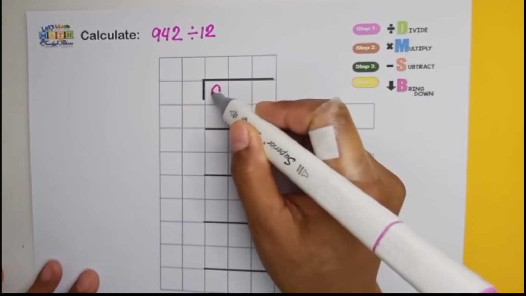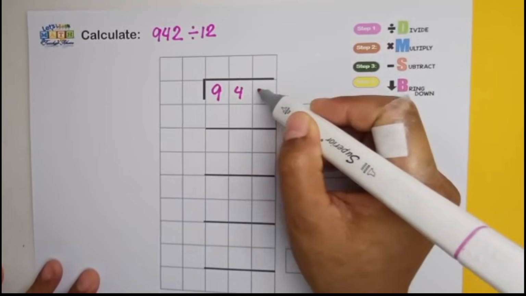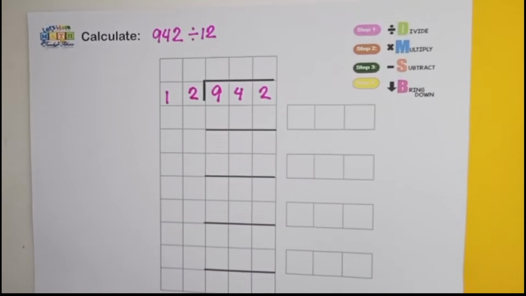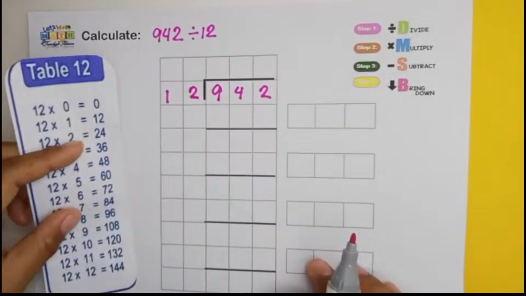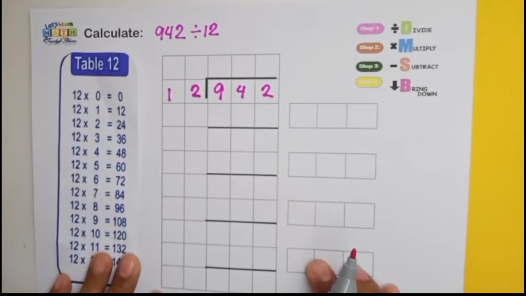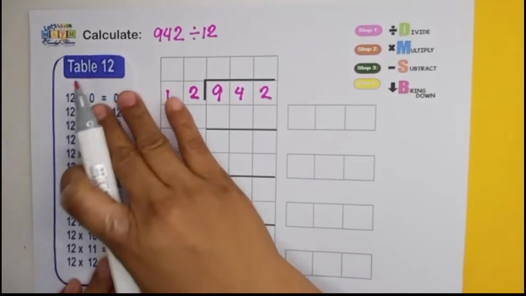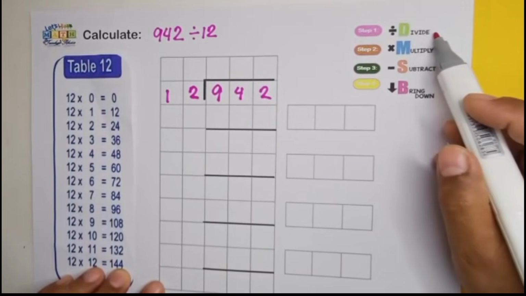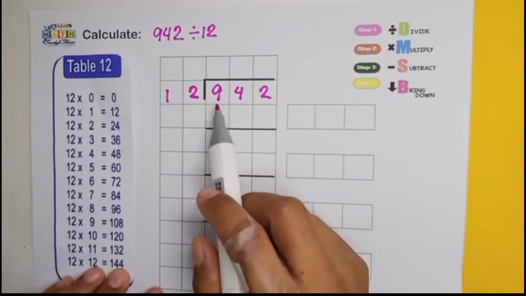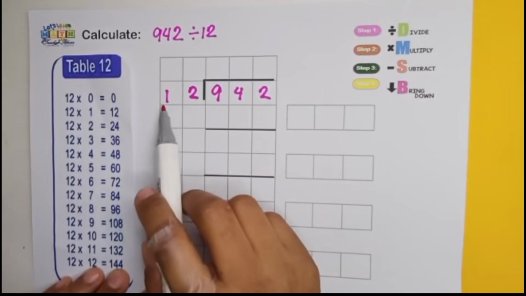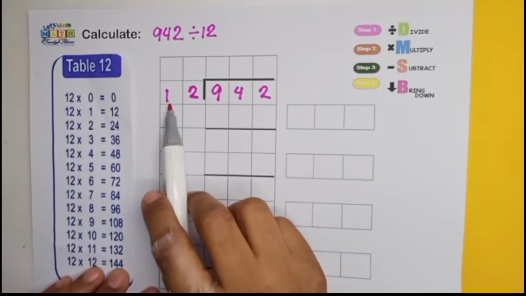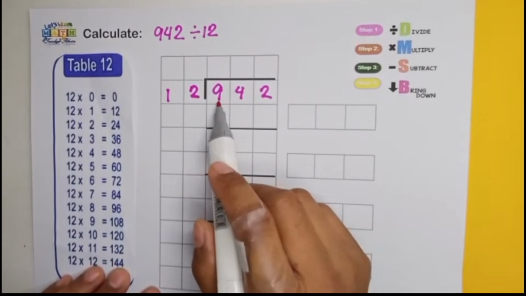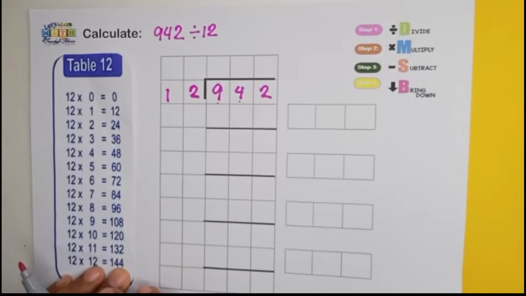So let's write our given, which is 942 divided by 12. I need to write the table of 12 to make my calculation easy. Now, I'm ready to start. First I need to divide. As you can see in here, I'm working with a 2-digit number. Therefore, I also need to work from my dividend a 2-digit number.